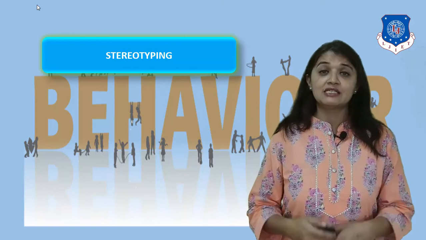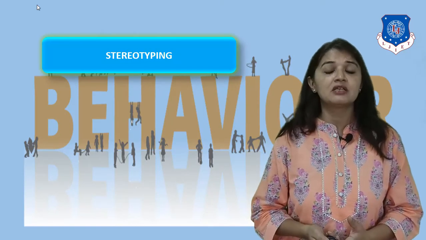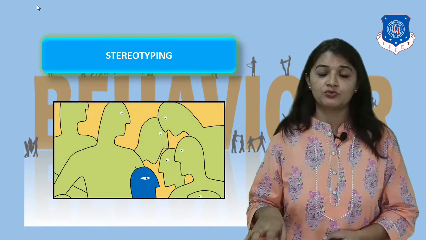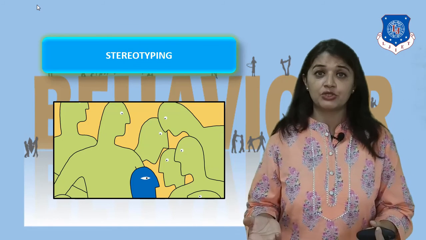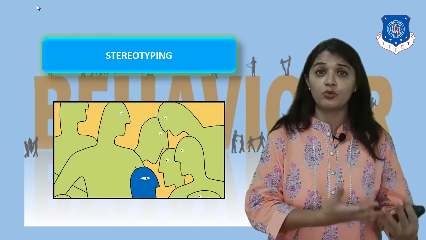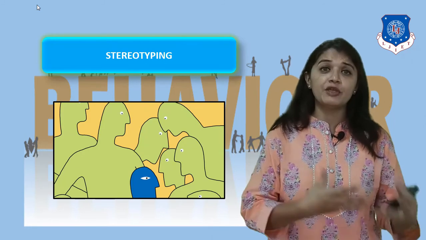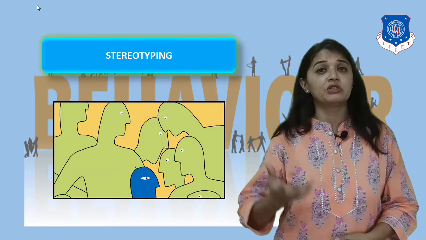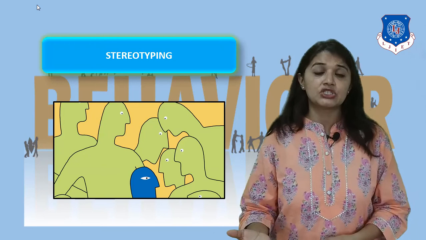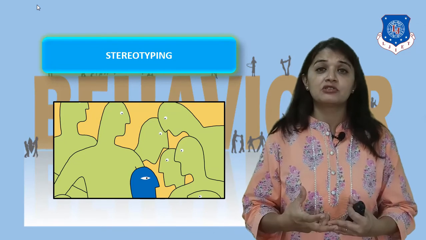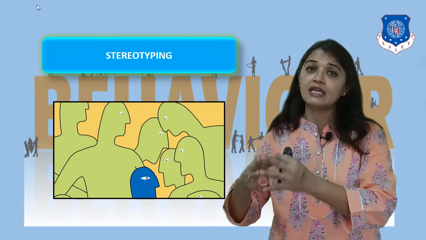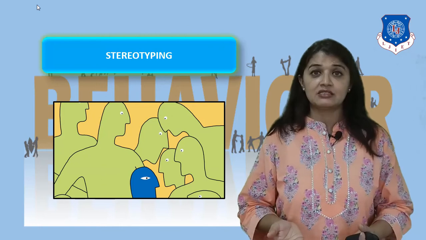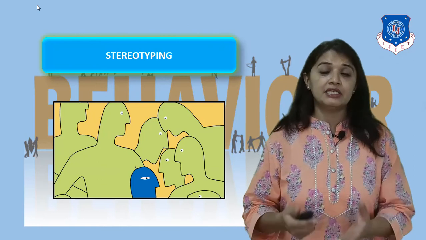Next error in perception is stereotyping. Now stereotyping means you identify a person based on the group that person belongs to. So the famous stereotyping is that of gender stereotyping. For example, we say that women are always like this, or men are always like this, or women always do this, or men always do this. That is called stereotyping. So when a person belonging to a particular culture or community enters an organization, everyone will perceive that person to have the same characteristics and qualities which are general to that community. But in reality, that may not be the case. So that is why again it creates an error in perception.